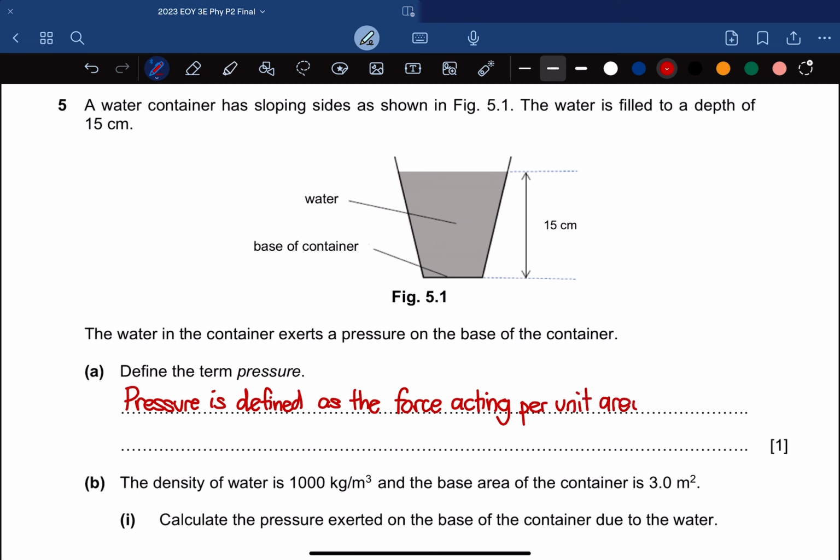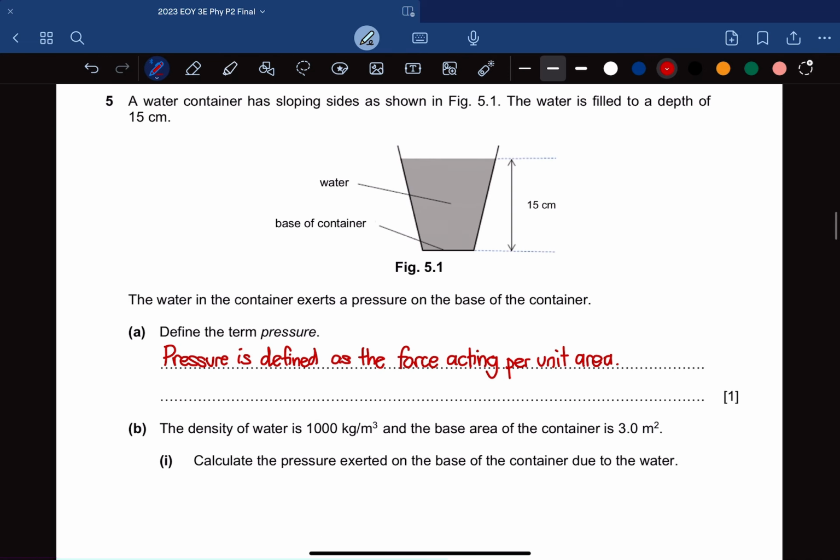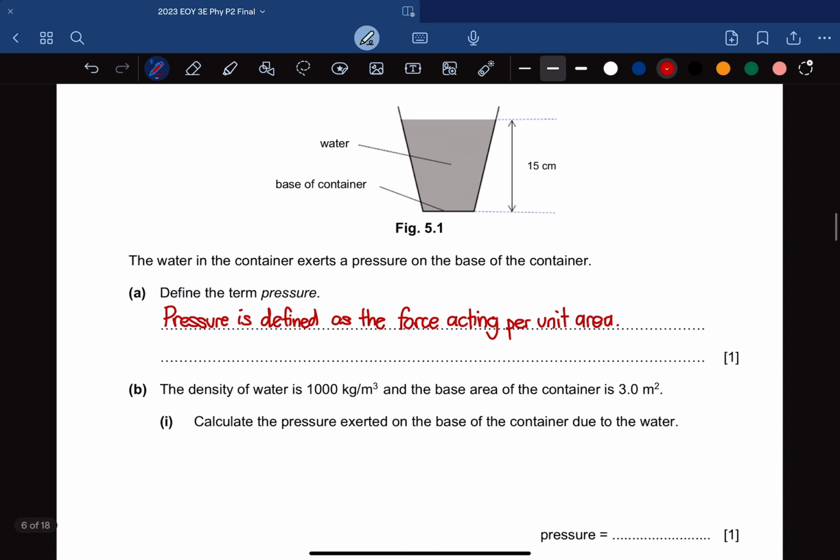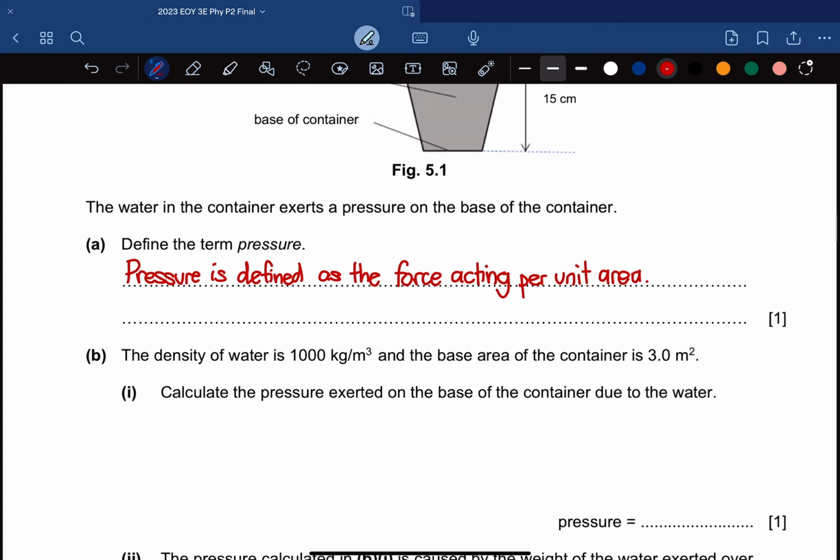Okay, moving on to question 5b part I. The density of water is 1000 kilogram per meter cube and the base area of the container is 3 meter square. First, calculate the pressure exerted on the base of the container due to the water. There's a keyword here, pressure due to the water, so you should be able to identify that the pressure formula we'll use is pressure equals height times rho, which is the density of water, times the gravitational field strength g.